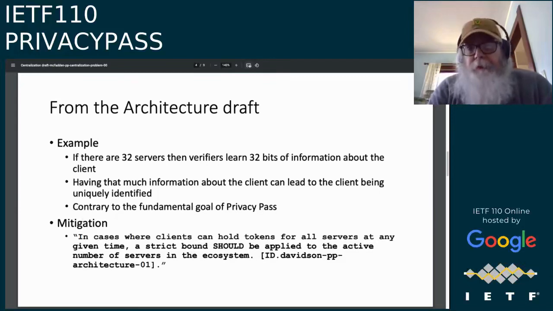I've given this slide as sort of the example of losing one bit. What happens is verifiers learn a bit of information for every redemption, right? And so over time, the anonymity of the client is at risk because of that. And so that's one of the reasons why Section 10 of the architecture draft talks about limiting the number of servers in the ecosystem. Again, I will say one more time that this is without the concept of redemption contexts. This is in the original concept of what the ecosystem would provide. Next slide, please.